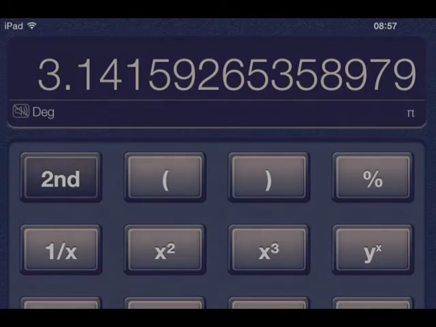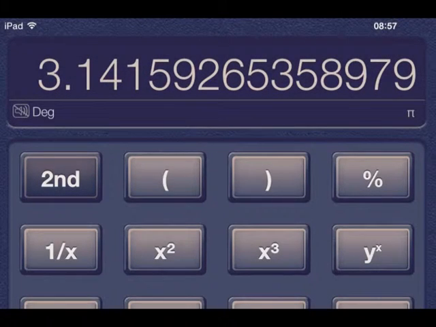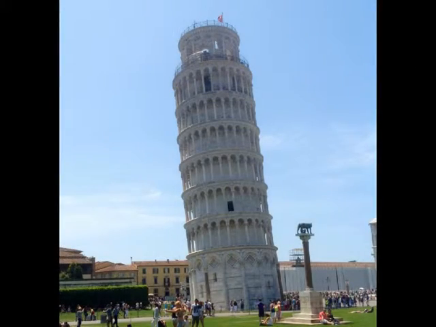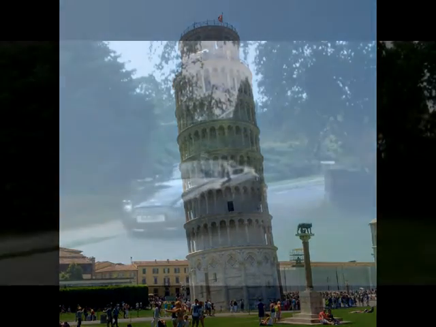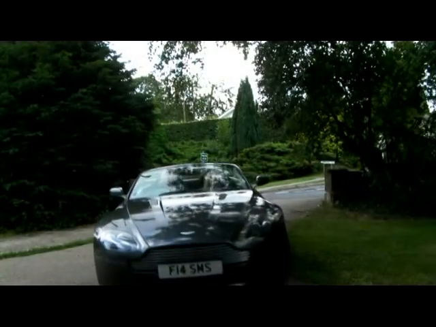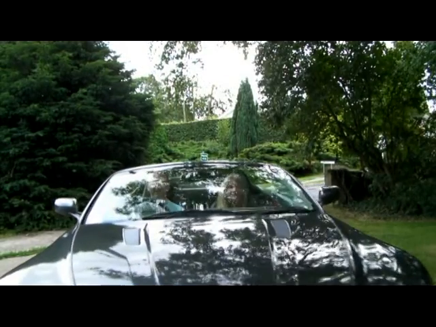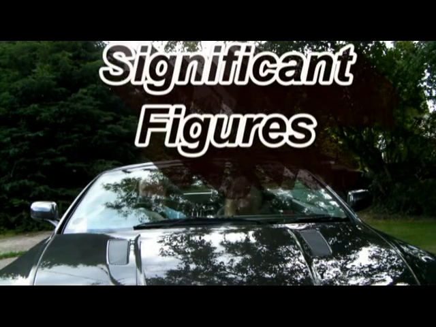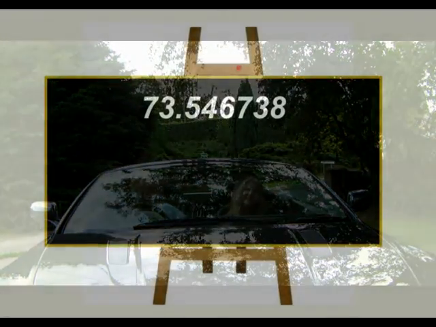Quite often, the accuracy of a number has to be adjusted to suit its application. So, for example, the accuracy needed in the building of a house is different from that in manufacturing a car. There are two ways we do this. One is to use decimal places, and the other is to use significant figures.